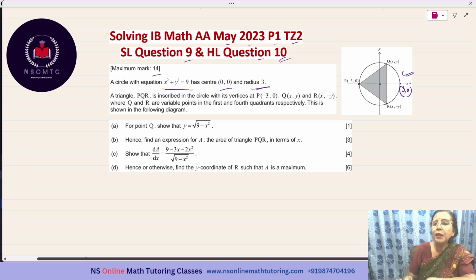A triangle PQR is inscribed in the circle, and its vertices are P, (-3, 0). These are the coordinates of the point P, and another vertex is Q having the coordinates (x, y). And the third vertex is R having the coordinates (x, -y), where Q and R are variable points: Q is in the first quadrant and R is in the fourth quadrant. So this is shown in the following diagram.